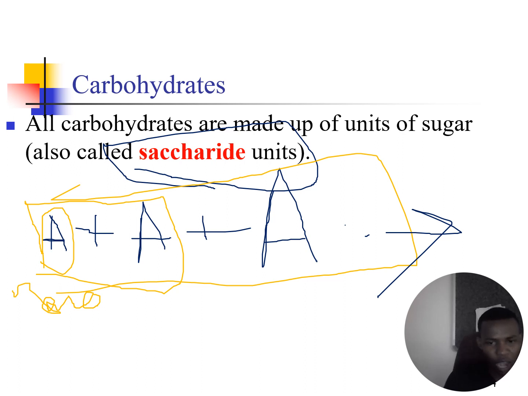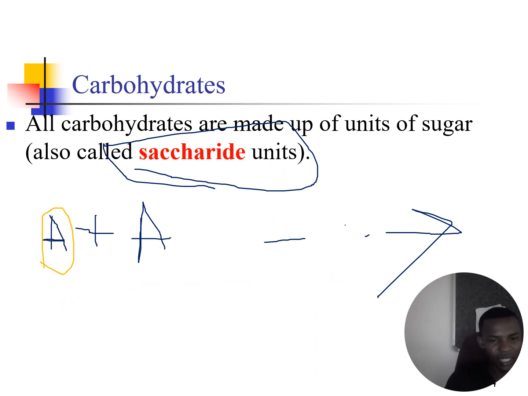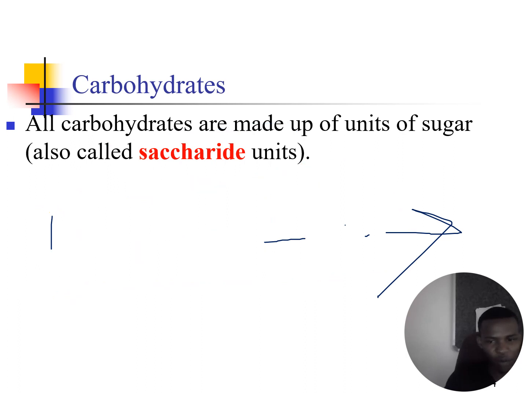I want you to understand this definition. Mono means one, saccharide means sugar, so it's one sugar. Di means two, saccharide means sugar, so it's two sugars. Poly means many, saccharide means sugar, so it's many sugars. Let me rub off my screen so that you can see the following notes easily.